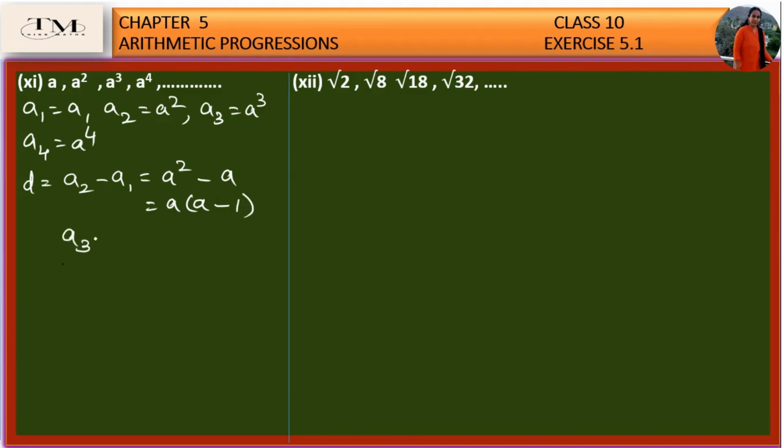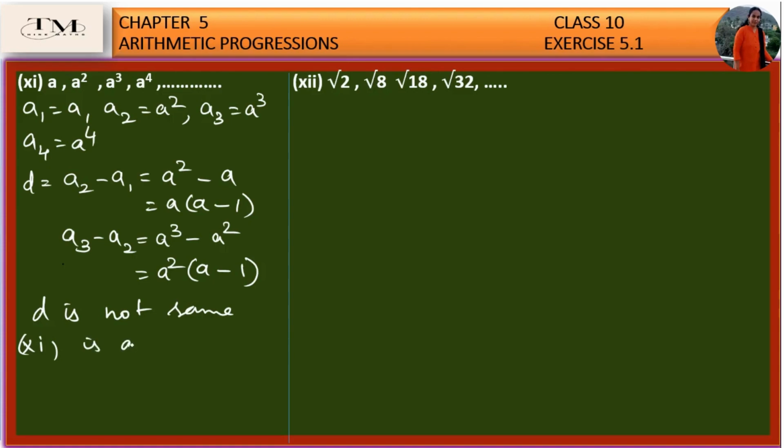Next, A3 minus A2. What is A3? It is A cube minus A square. Here A square is common. If I take A square outside, that will leave 1A here, minus 1. So these both are different. This is A into A minus 1, and here it is A square into A minus 1. So D is not the same. If D is not the same, then it is not an arithmetic progression.